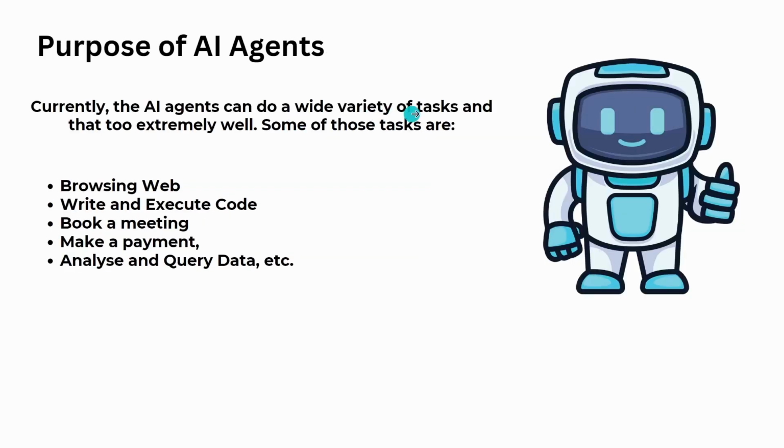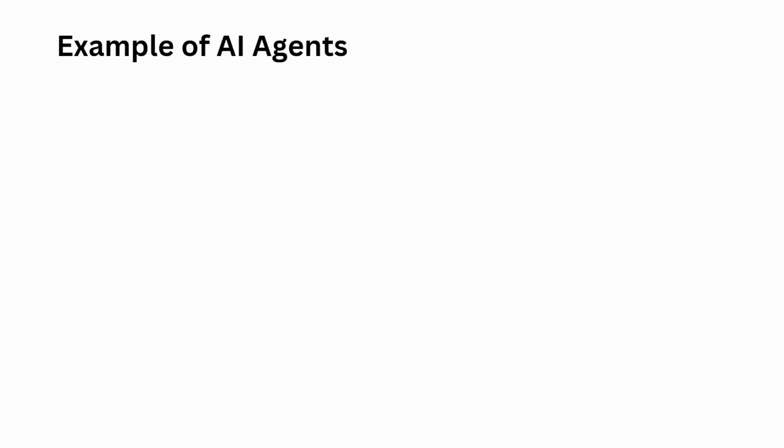So what is the purpose of an AI agent? An AI agent can do a wide variety of tasks, like browsing the web, writing and executing code, booking a meeting, making a payment, and analyzing and querying data. These are the tasks which can be performed by an AI agent. Let's understand it with an example. Imagine no more endless scrolling through web pages for research. The general problem is that you go to Google and have to do multiple web searches. You read and find the most important one, or you want to summarize all the web pages.